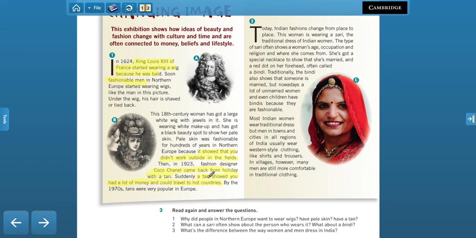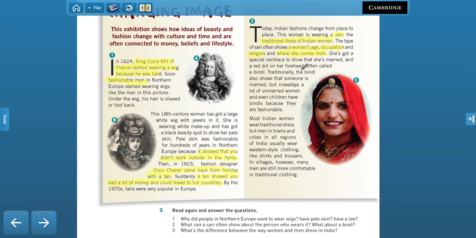Now let's see. Question 2. What can a sari often show about a person who wears it? First, what is a sari? The traditional dress of Indian women. And what does it show? It can show a woman's age, occupation, religion, and where she comes from, right? So depending on the type of traditional dress they wear, you can identify those things, right?